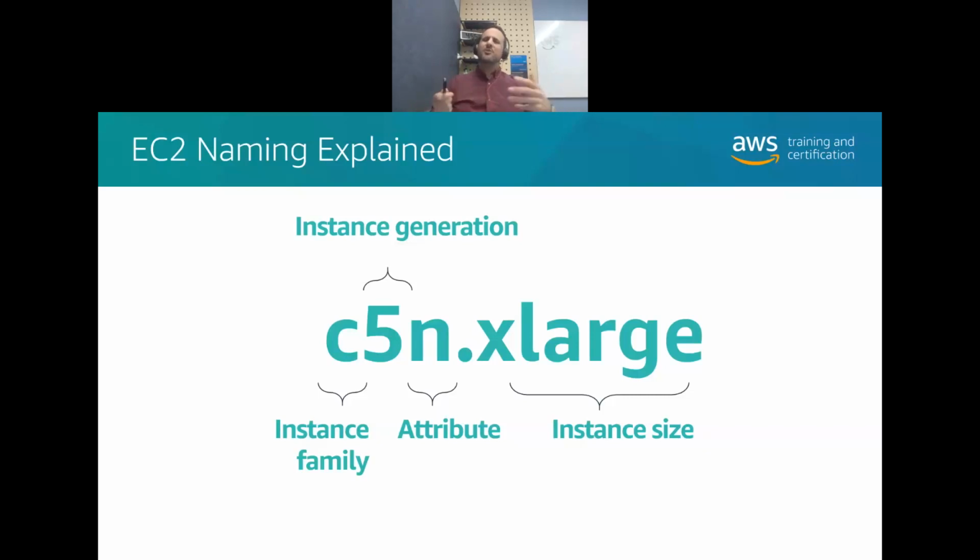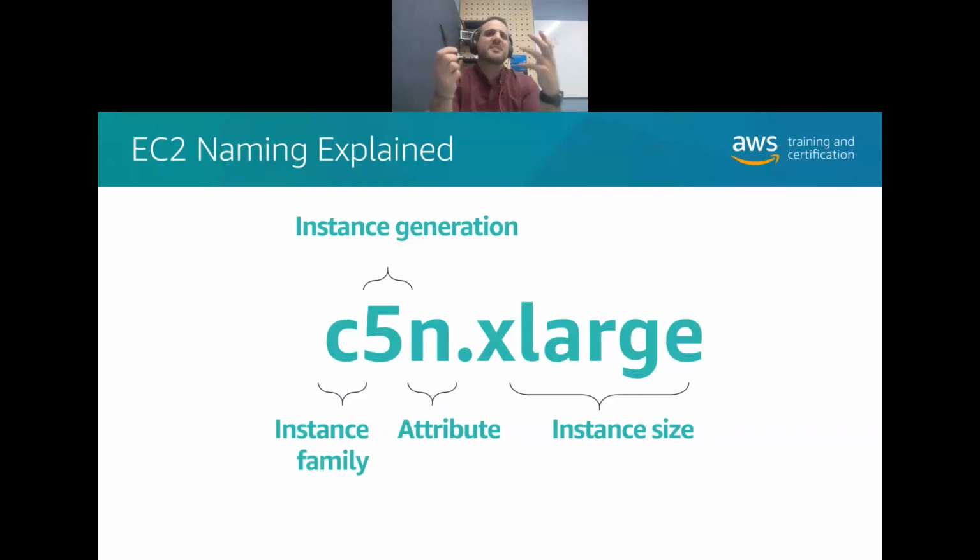That means every time we bring out new hardware, not to replace, but we don't remove the old hardware, we just add the new hardware as well into the data centers. We then iterate the generation number. So this particular example, C5, that's the 5th generation of hardware for the C instance family. So generally speaking, you want to get the highest number of that instance family. That way you know you're on the newest hardware.